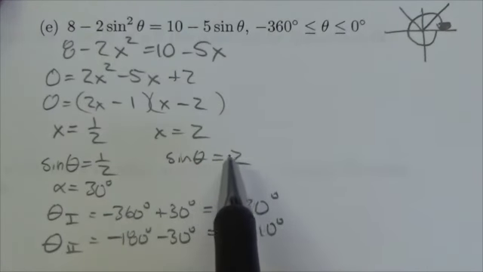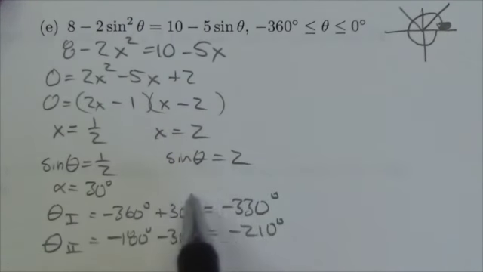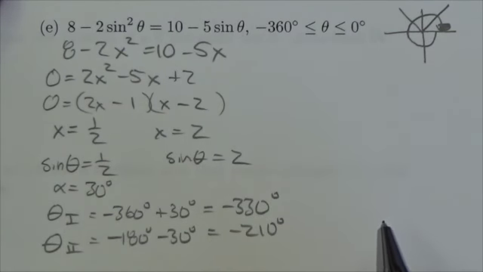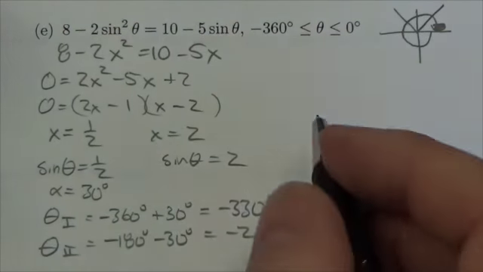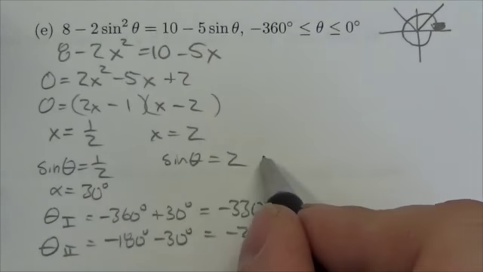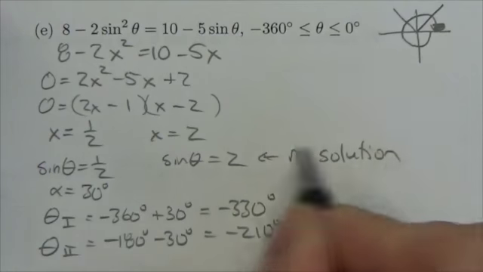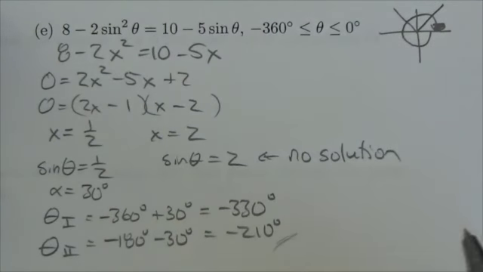Okay, now I'm going to move on to this second factor here. The reason I didn't give myself much room here is because sine of theta can't equal 2. Sine is restricted to being between negative 1 and 1. So right here, there's no solution coming from this particular factor. These are the only two answers that I get.